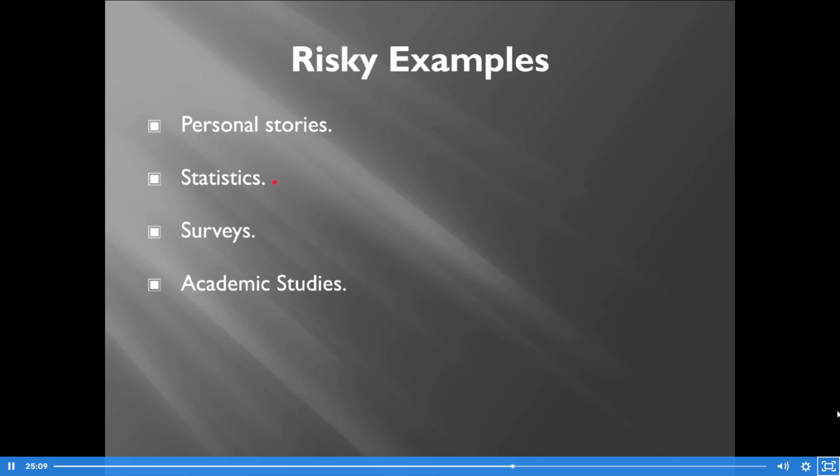And I would only recommend using statistics, surveys, academic studies if you really have no other choice and you cannot think of anything else. But I'm going to show you a really simple technique that you can use to convert personal stories into very solid examples, and you shouldn't really need to use any of these.